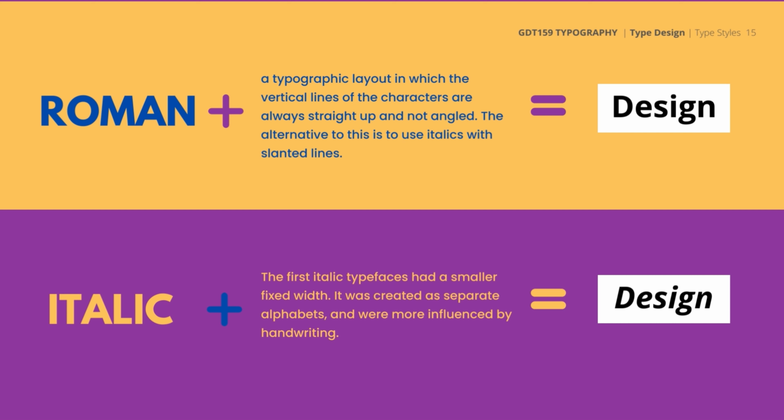On the left is the example of Roman. As compared to italic, the first italic typefaces had a smaller fixed width. It was created as separate alphabets and were more influenced by handwriting. On the right side is the sample of italic.